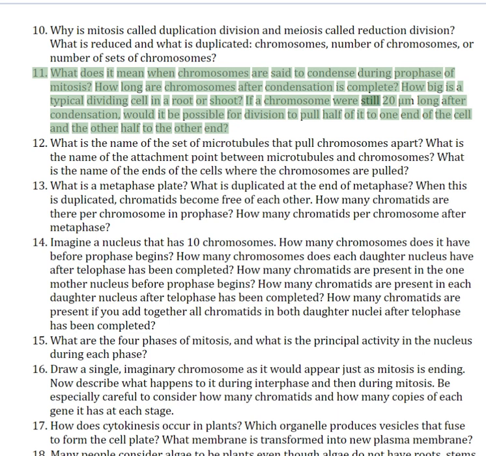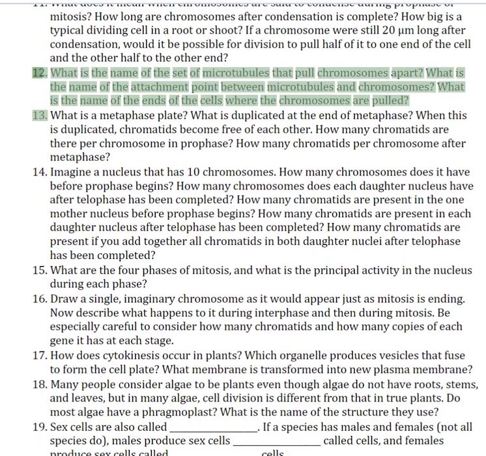If a chromosome were still 20 micrometers long after condensation, would it be possible for division to pull half of it to one end of the cell and the other half to the other end? 12. What is the name of the set of microtubules that pull chromosomes apart? What is the name of the attachment point between microtubules and chromosomes? What is the name of the ends of the cells where the chromosomes are pulled?